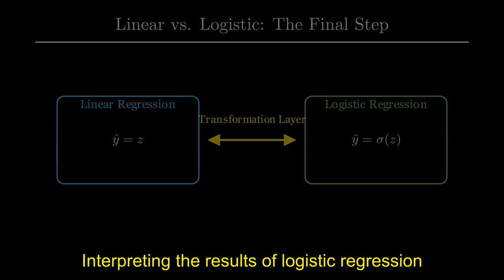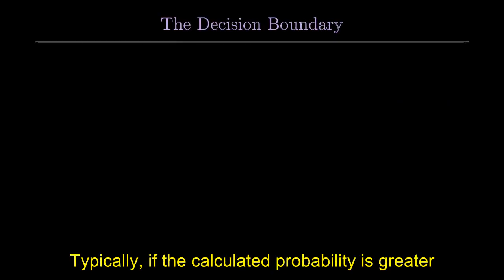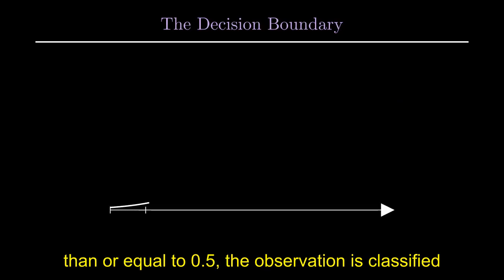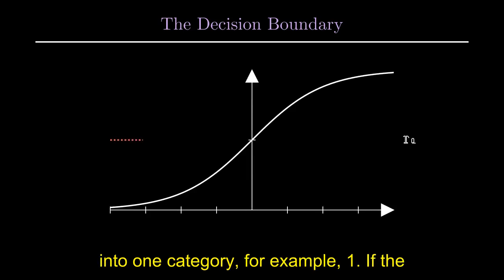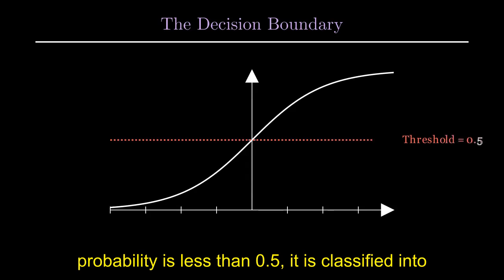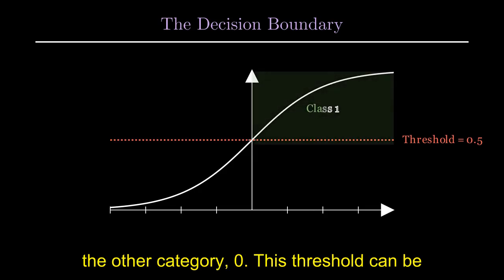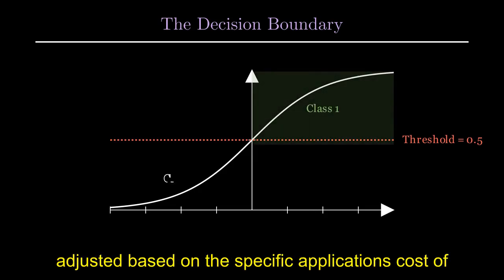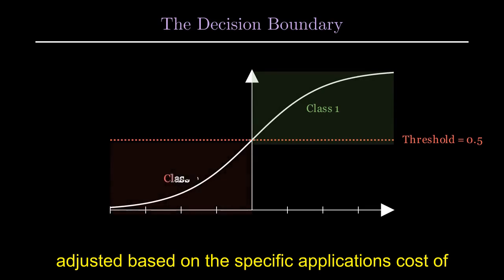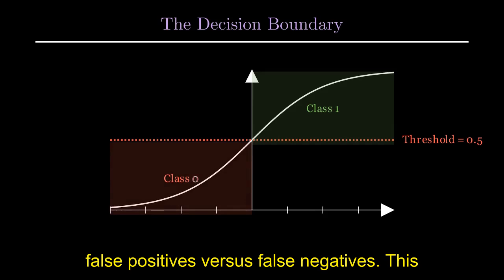Interpreting the results of logistic regression involves establishing a decision boundary. Typically, if the calculated probability is greater than or equal to 0.5, the observation is classified into one category, for example, 1. If the probability is less than 0.5, it is classified into the other category, 0. This threshold can be adjusted based on the specific application's cost of false positives versus false negatives.